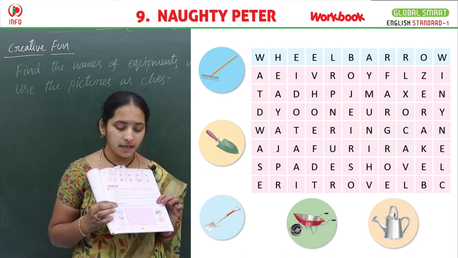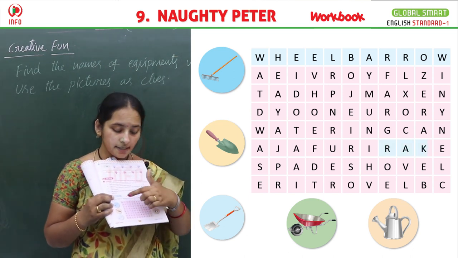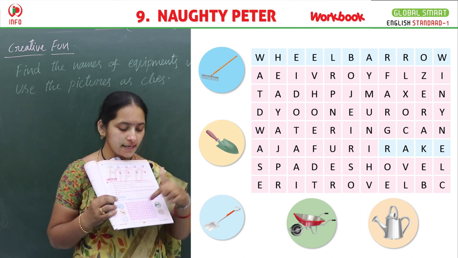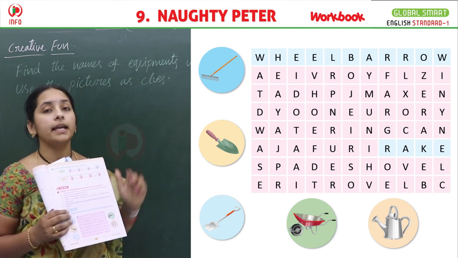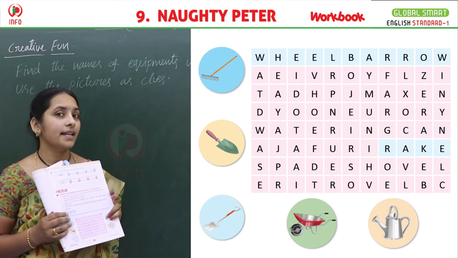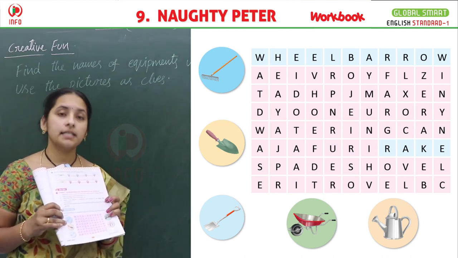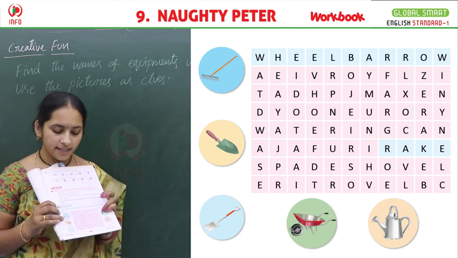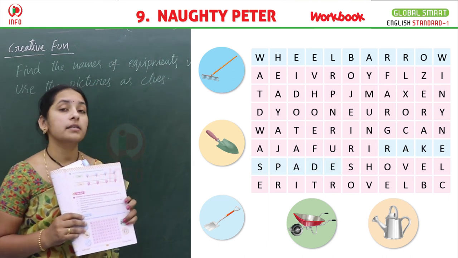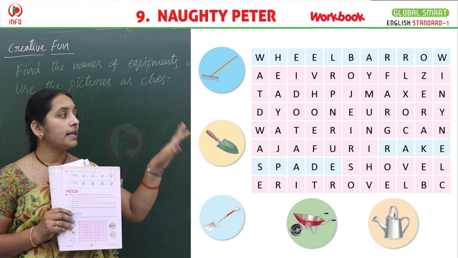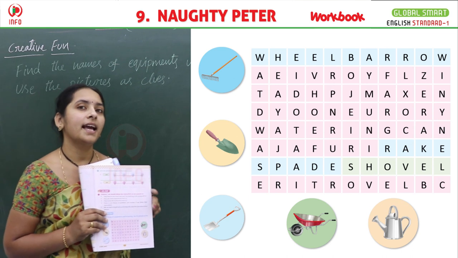And next one, what can you find? Rake, did you find it? Yes, rake. That is the 6th line, the last 4 letters, you see? R-A-K-E, rake. You got it? Very good. And next one, spade. In the next line, one is a spade and next one is a shovel. That is the 7th line, last but one. S-P-A-D-E spade and continuation S-H-O-V-E-L shovel.